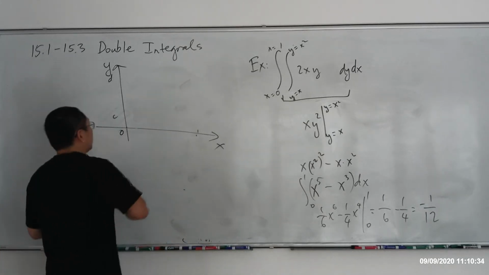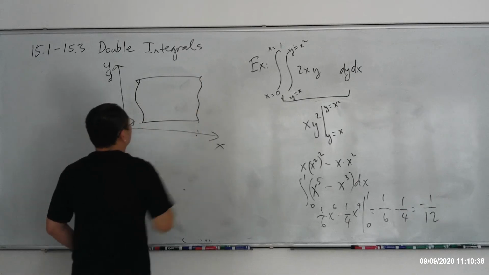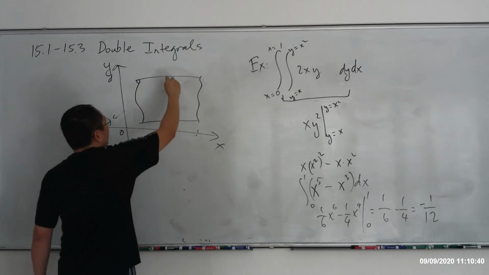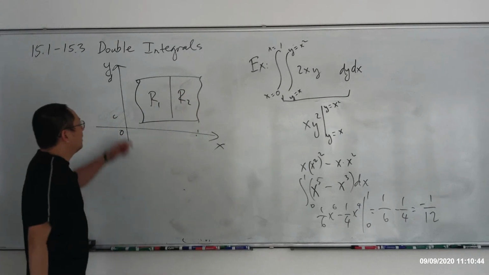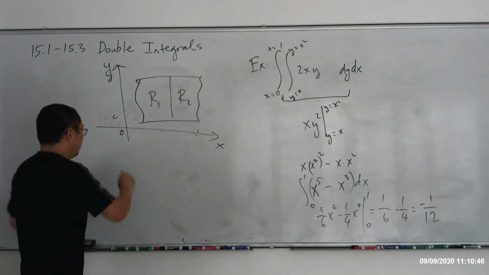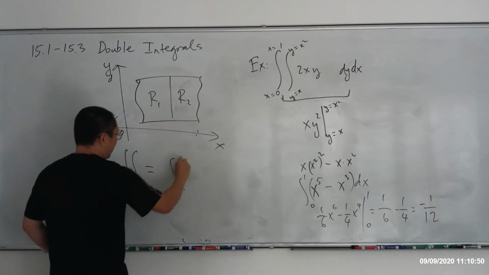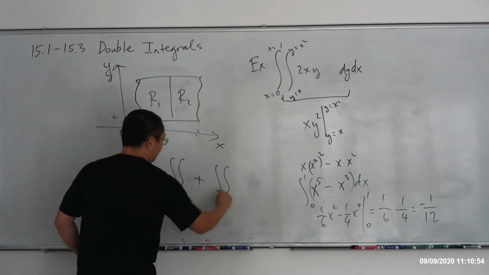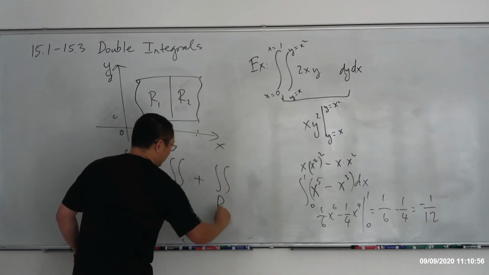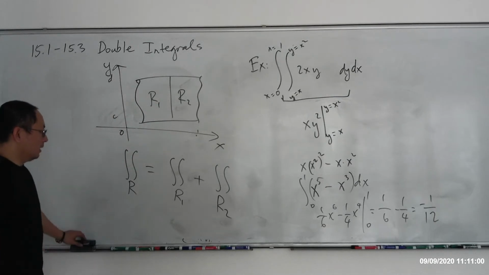Say you have a region in general. And you want to cut it into R1 and R2 this way. Then the double integral on the region R is going to be equal to the double integral on the region R1 plus the double integral on the region R2. It doesn't matter how you cut it, you just add them up.